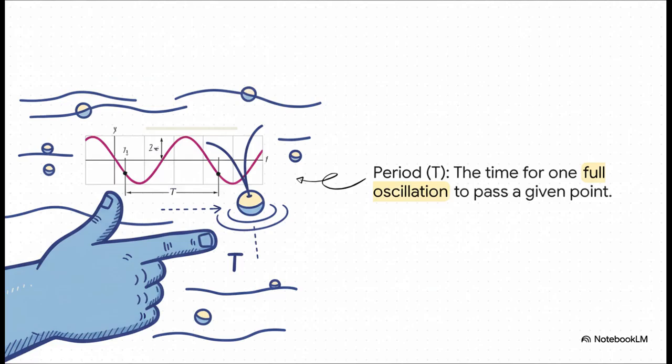Now let's bring time into the mix. This is the period, with a capital T. It's the amount of time it takes for one full wavelength to go by a specific spot. So if you were watching a boat bobbing in the ocean, the period would be the time between one wave crest hitting the boat and the next one hitting it.